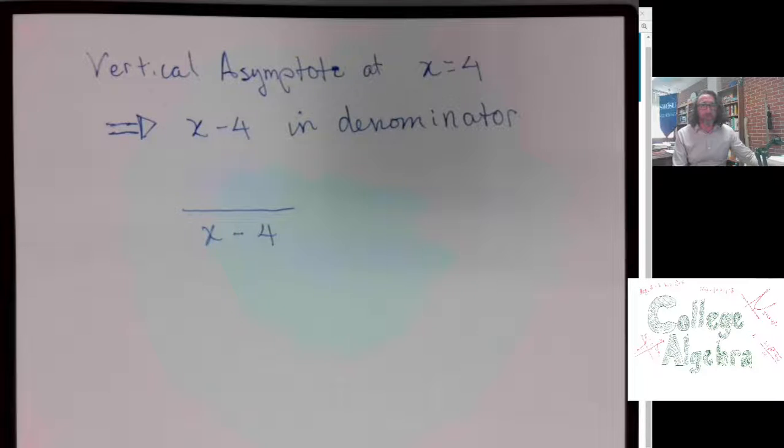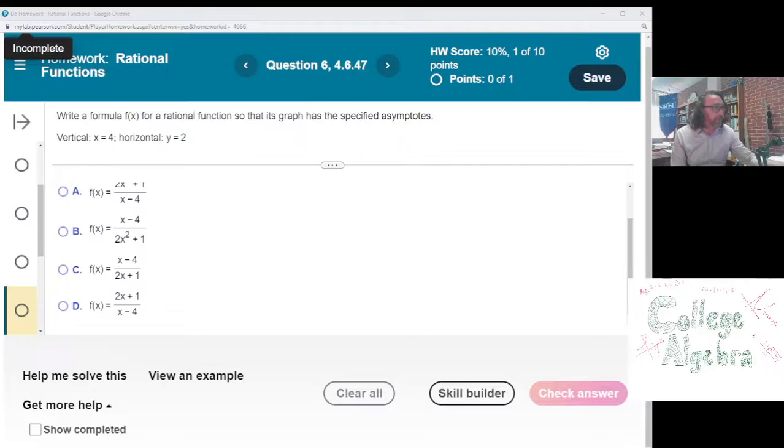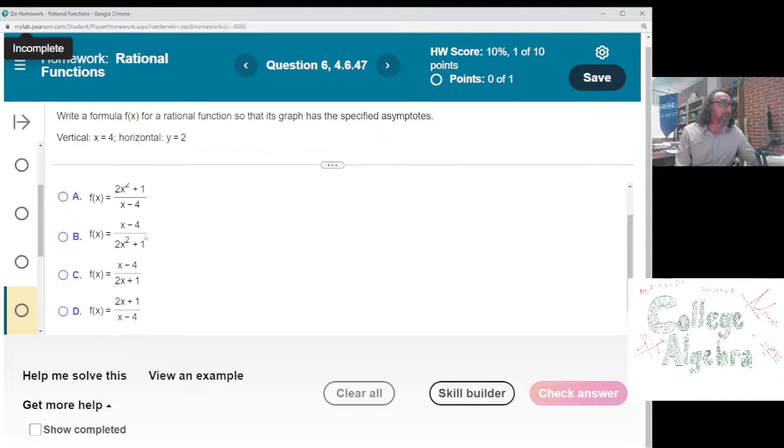So let me switch back and look at the choices they're giving me. This is a possibility. B and C are both out. They have x minus 4, yes, but the x minus 4 is up in the numerator, and we know it's got to be in the bottom because the vertical asymptotes come from the denominator of our rational function. So B and C are both out. So process of elimination, we're looking at A, we're looking at D.